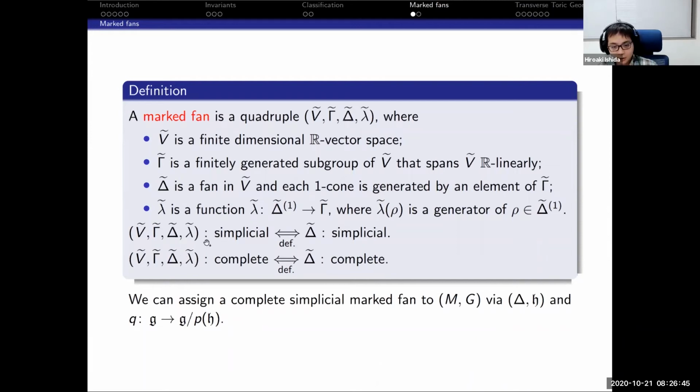We use the same terminology as for usual fans. Namely, we say the marked fan is simplicial if the fan delta tilde is simplicial, and this marked fan is complete if delta tilde is complete.